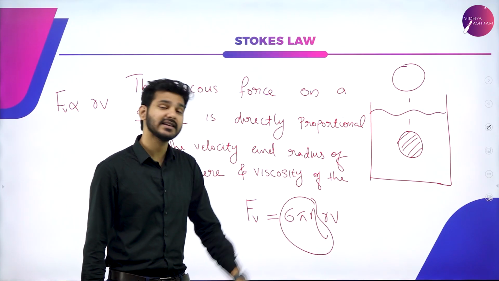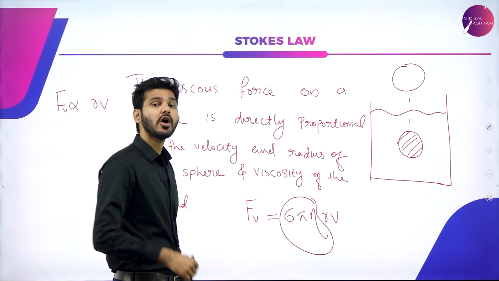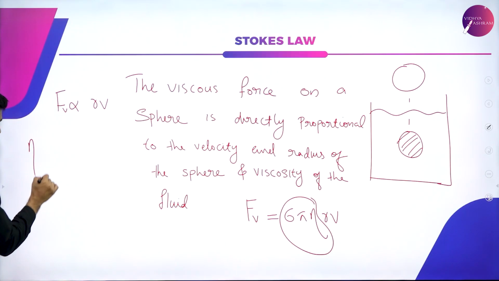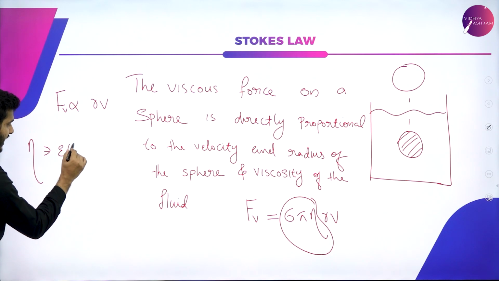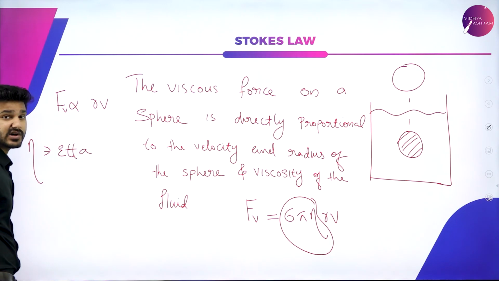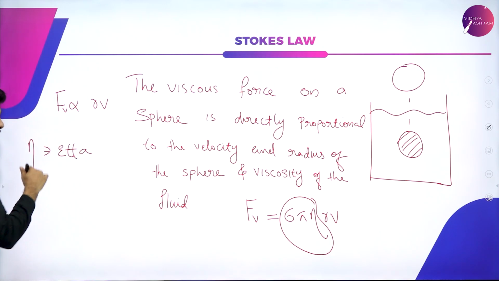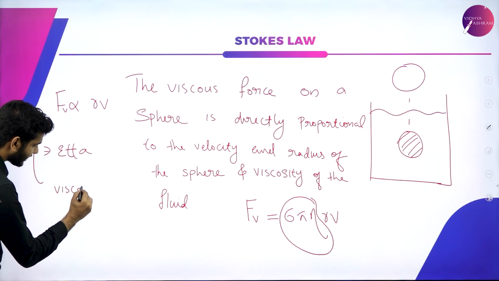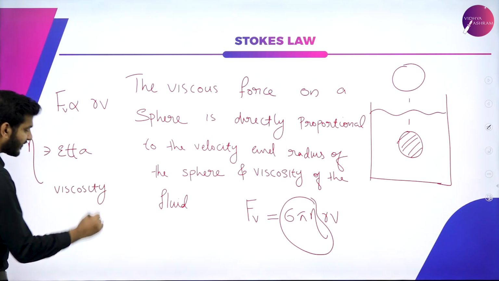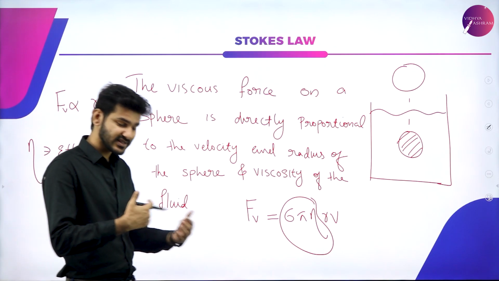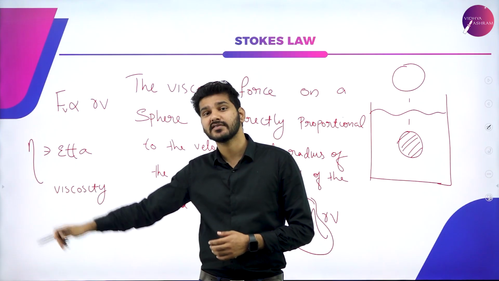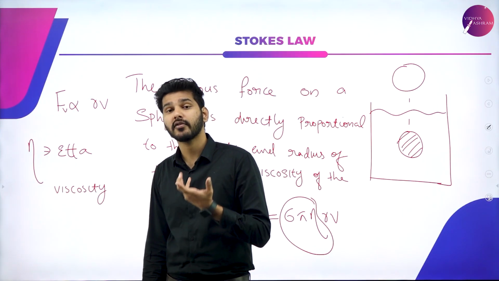And eta is known as the coefficient of viscosity. So eta is known as, this is eta. Eta is a Greek letter which is symbolizing or just specifying viscosity of a fluid. Coefficient of viscosity, how viscous that particular fluid is specified by this particular quantity which is known as coefficient of viscosity.